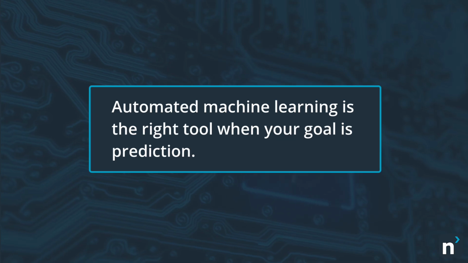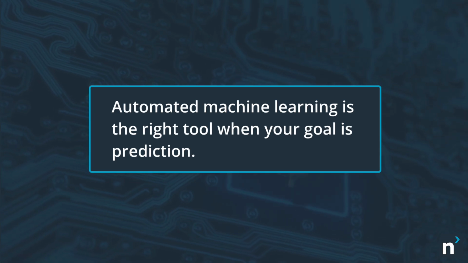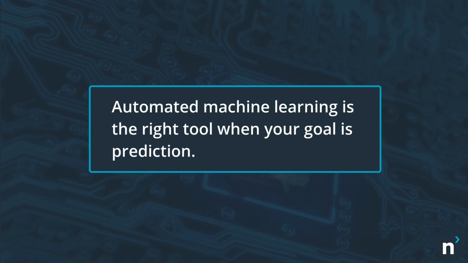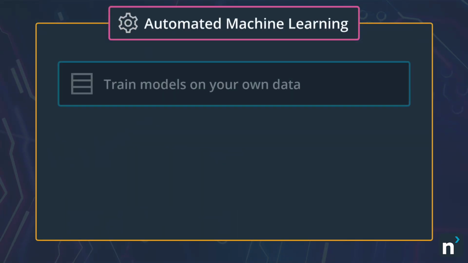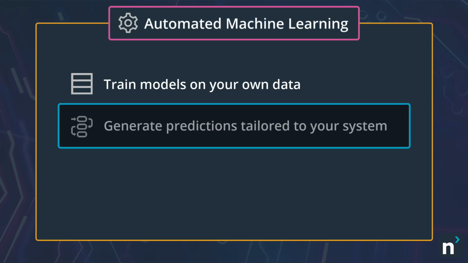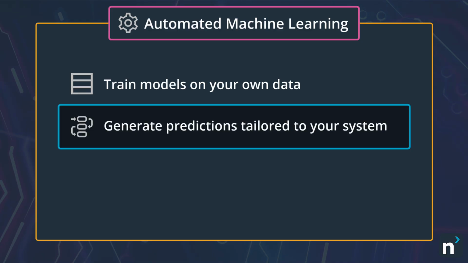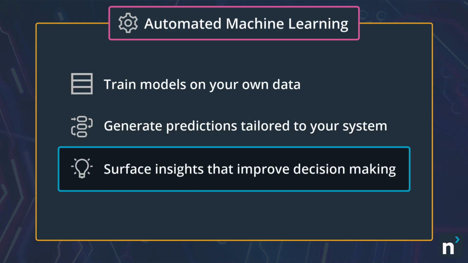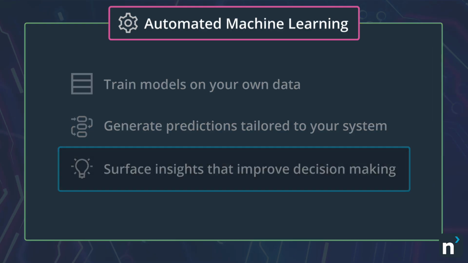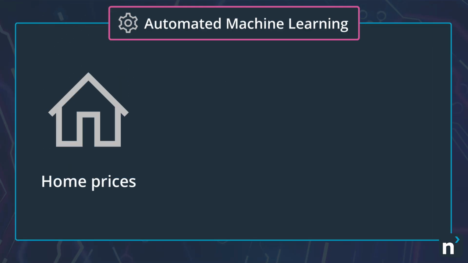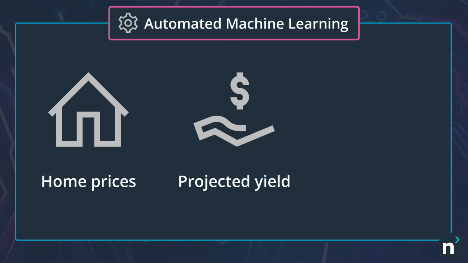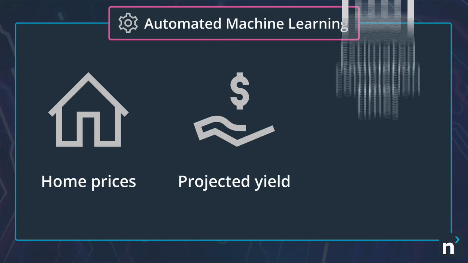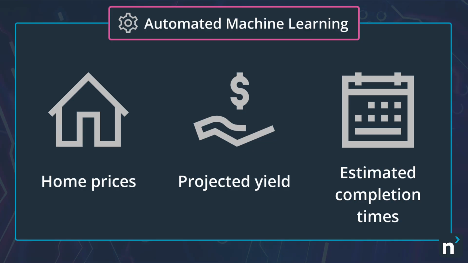Auto machine learning is the right tool when your goal is prediction, not conversation or extraction. Use auto machine learning when you want to train models on your own data, generate predictions tailored to your system, or surface insights that improve decision-making. For example, you might predict home prices based on historical housing data, projected yield predicted from performance data, or estimated completion times, calculated from past project timelines.